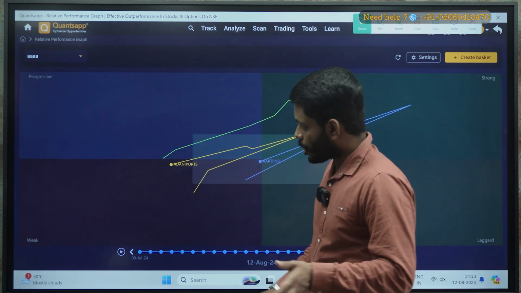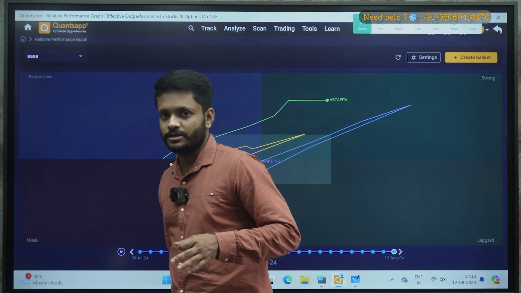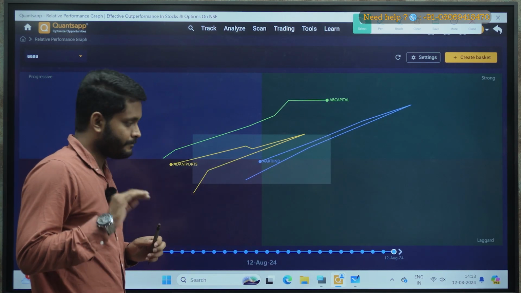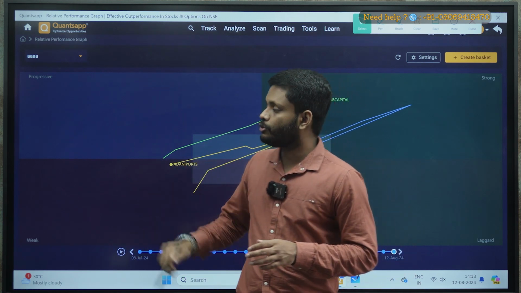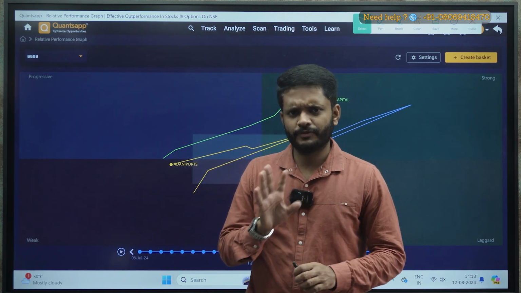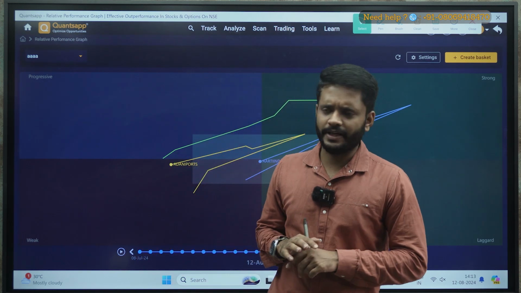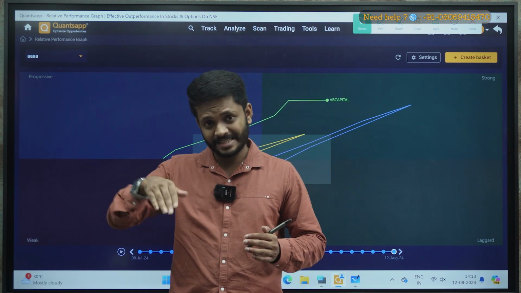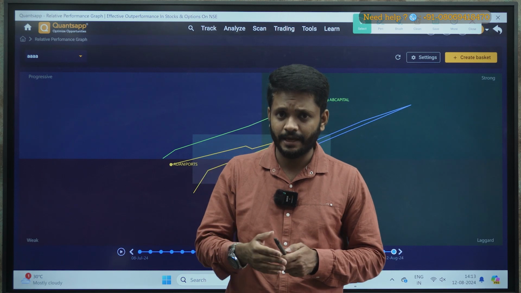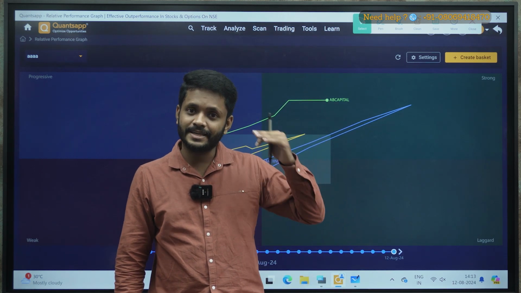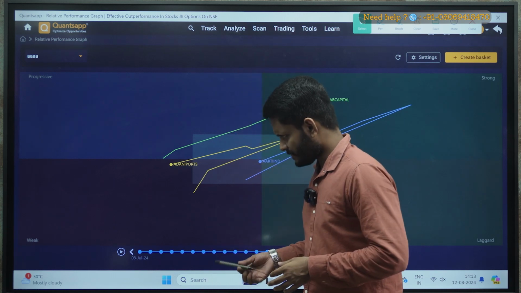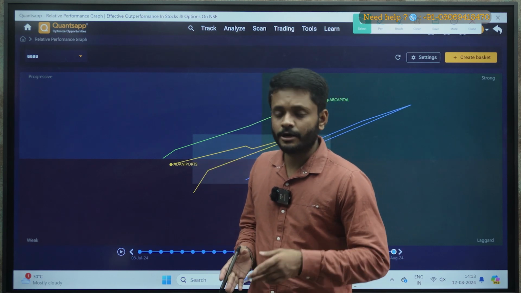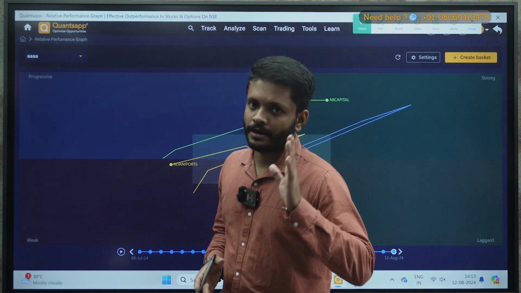So whenever a stock moves from weak to progressive, you are supposed to initiate a bullish trade. The condition for a bullish trade: if a stock moves from weak to progressive on say 10th or 15th, whatever date, let's say 15th, a stock moved from weak to progressive. You are supposed to initiate a trade on 16th, that is the immediate next day, provided the previous day's high is taken out. Simple. If a stock is moving from weak to progressive on 15th, I will initiate a trade on 16th, provided the 15th day high is broken.